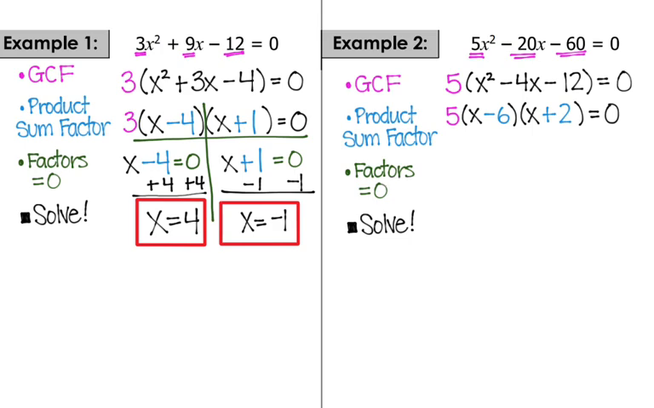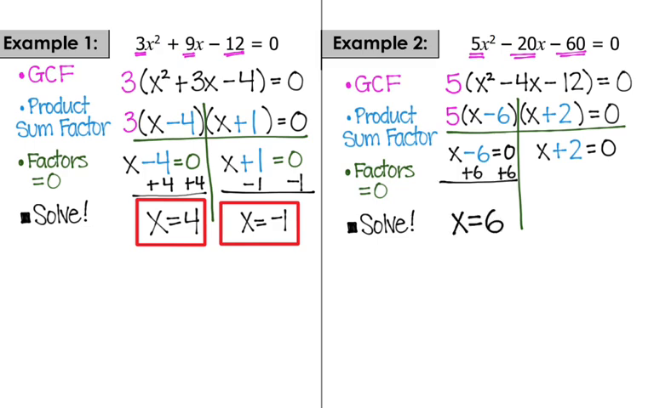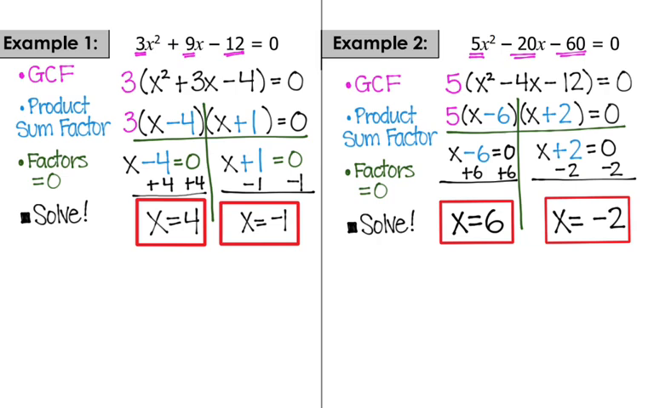Now we set the factors equal to 0 and solve each one of those. I'm going to add 6 to both sides to solve that one, and I'm going to subtract 2 from both sides for the other one. And I have my two solutions. Okay. Pause the video as needed to write down all of this information in your notes.